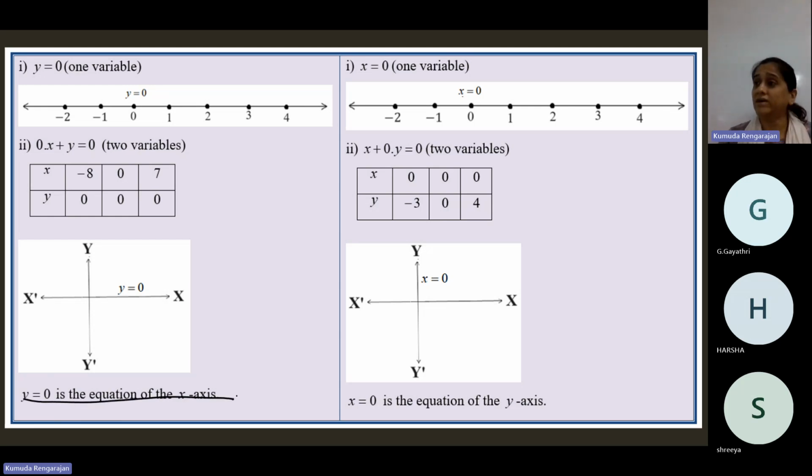Because the x-axis and y-axis are also straight lines. The x-axis itself is a straight line. The y-axis itself is a straight line. Every straight line has a linear equation in two variables x and y. So y is equal to 0 is the equation of the x-axis. x is equal to 0 is the equation of the y-axis. All right, when you treat it as a linear equation in two variables x and y.